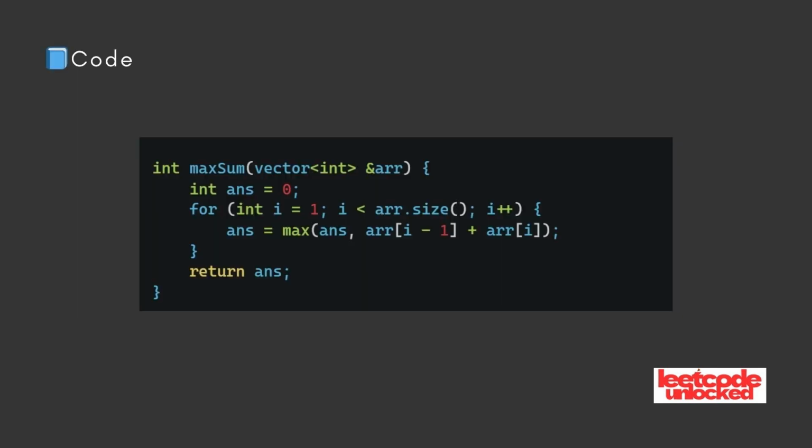Here's how it works. We initialize ans equals 0. Then, for every index starting from 1, we calculate the sum of arr[i-1] and arr[i]. We update ans with the maximum of itself and the current sum. After the loop ends, we return ans.